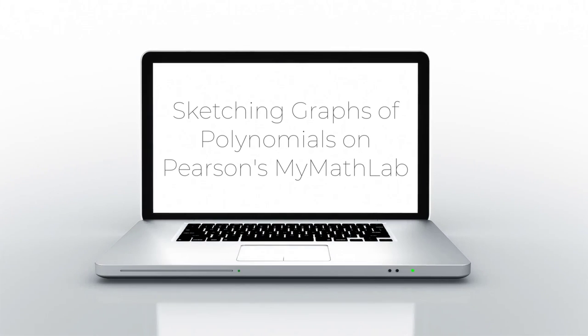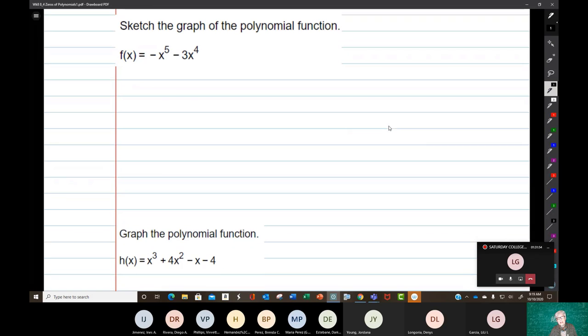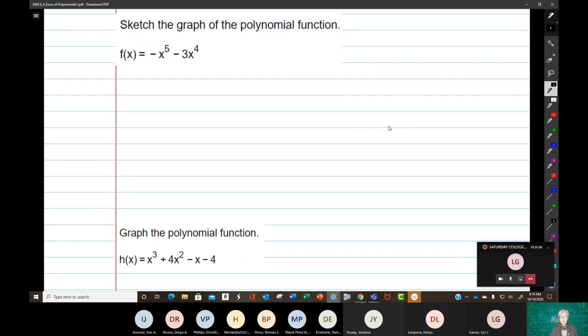You're going to need some points. You're going to be graphing these problems on MyMathLab. Graph the polynomial. Actually, most of it will be graphed for you. You know how MyMathLab does it. It wants 2 or 3 points and it'll ask you for them. So we have to find some points. Let's find the intercepts. Those are the easiest.